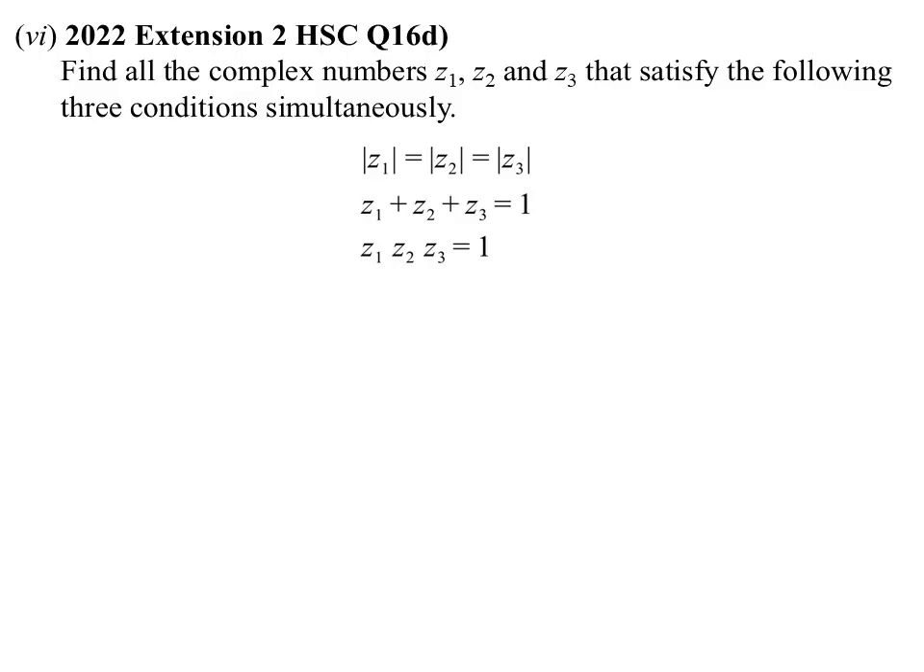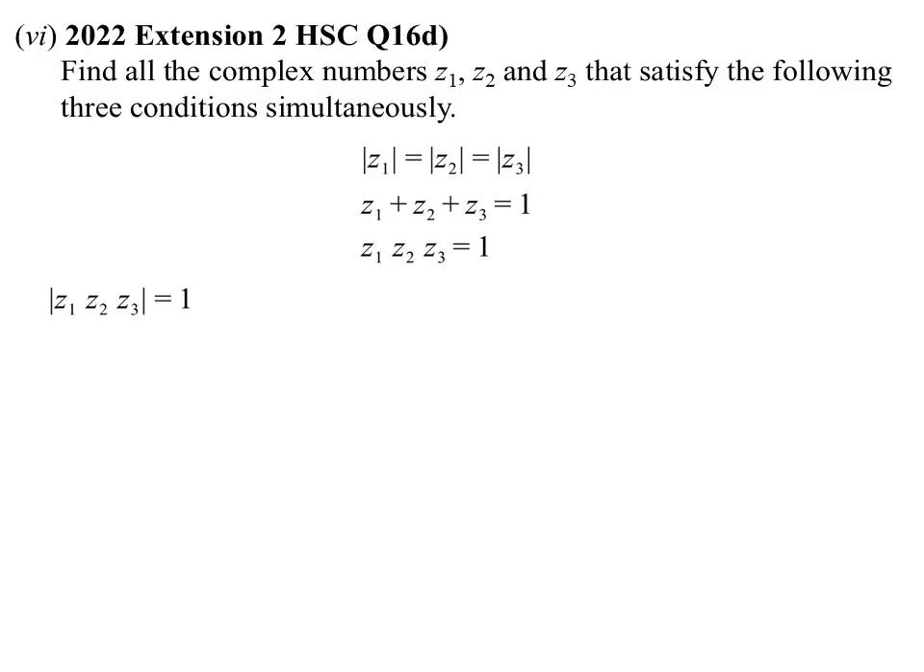Here's a nice little question from a few years ago now. We've been given 3 complex numbers, and all we're told about them is their moduli are equal, they add together to give 1, and they also multiply together to give 1. We've got to find those complex numbers. Here's how I did it.